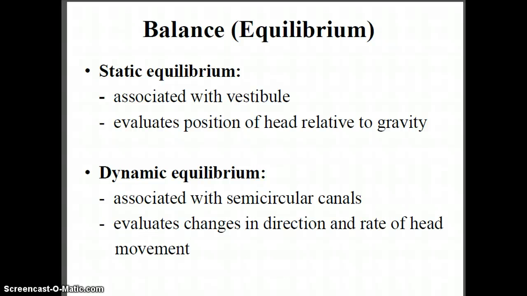Our ears are also important for the sensation of balance or equilibrium. Two types of equilibrium. Static equilibrium is associated with the vestibule, and this responds to the position of the head, evaluates the position of the head relative to gravity. Dynamic equilibrium is associated with the semicircular canals and evaluates changes in direction and the rate of head movement. Why the movement of the head? Well, because this is where all of these structures, the structures of the middle and inner ear, are located.